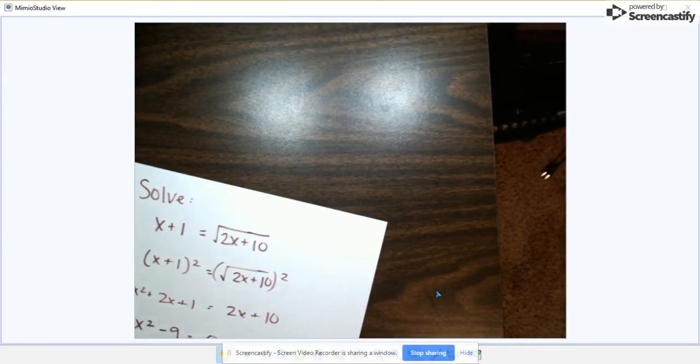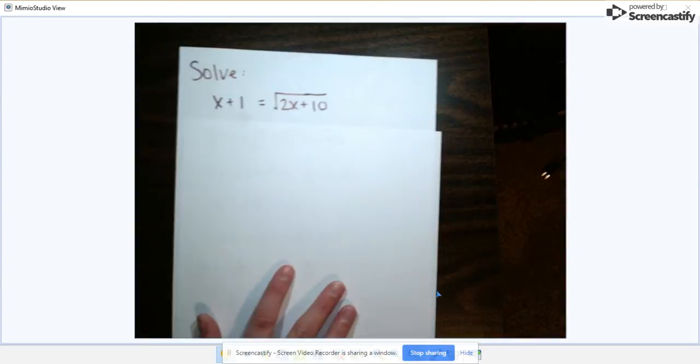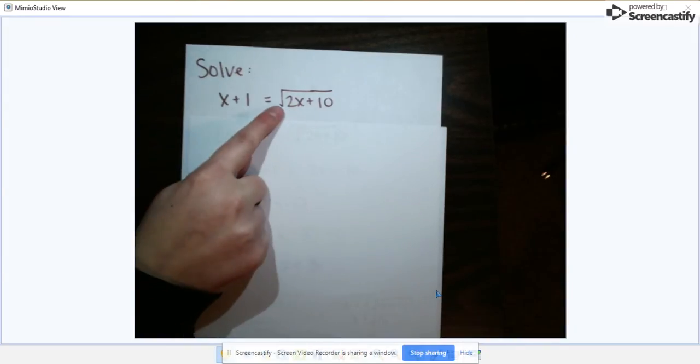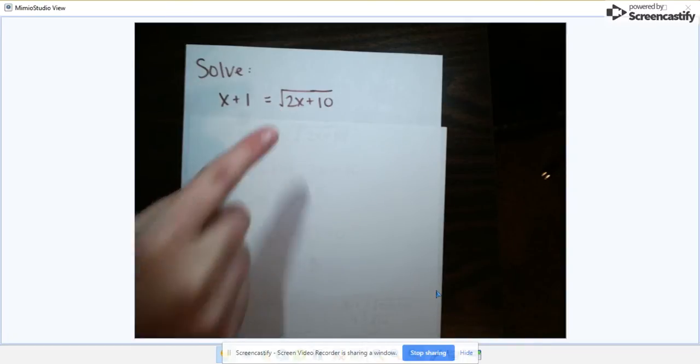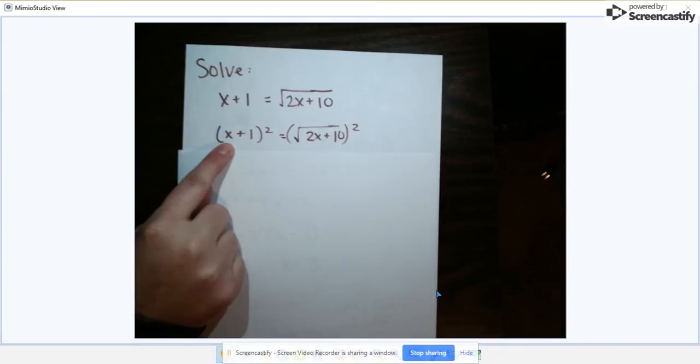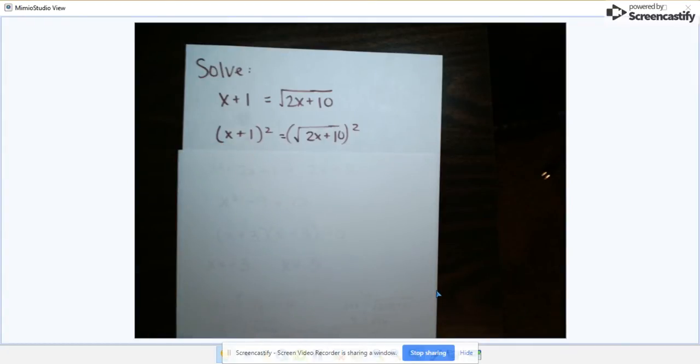Last example, we're going to have to use factoring or the quadratic formula. So here we have x plus 1 equals square root of 2x plus 10. Our radical is already isolated, so now we just have to get rid of that radical by squaring both sides. Be very, very careful when you square this left side. You have to FOIL. So I did that in my head. I apologize I didn't show that.